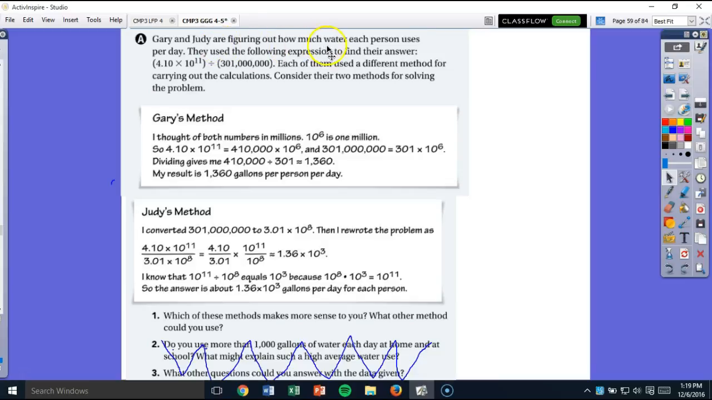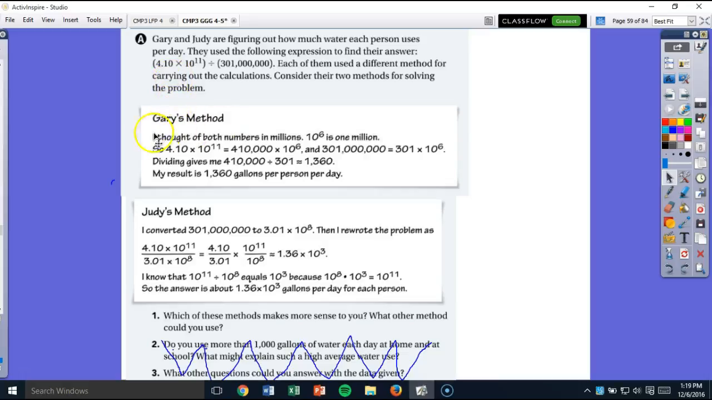It says they use the following expression to find their answer: 4.1 times 10 to the 11th, that's how much overall water was used, divided by 301 million people. So each of them used a different method for carrying out the calculations. Consider the two methods for solving the problem.